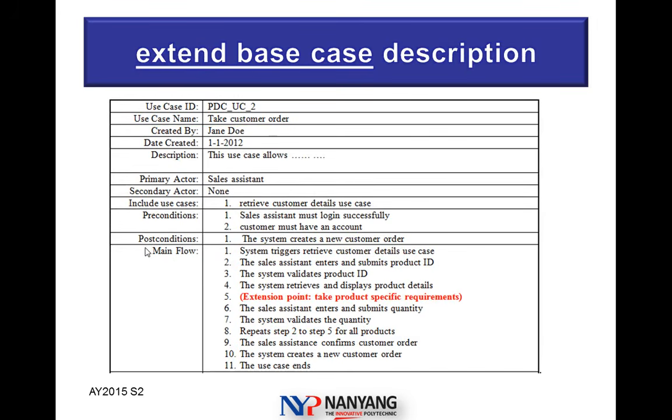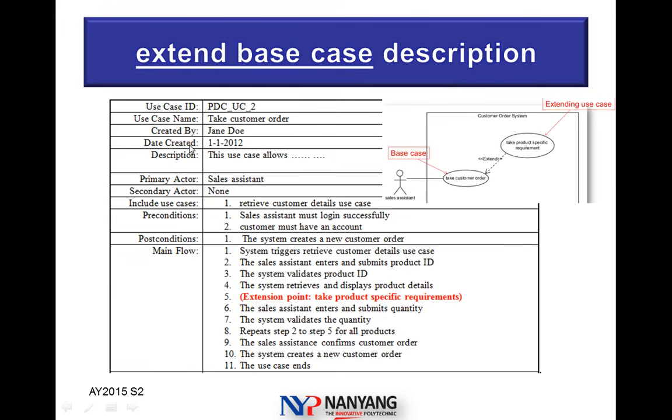This is an extend base case description. So this is again the base case take customer order. In the use case description in the main flow, we have to indicate the point at which the extending use case might be triggered. And this is how you indicate it, by using the phrase extension point, take product specific requirements.